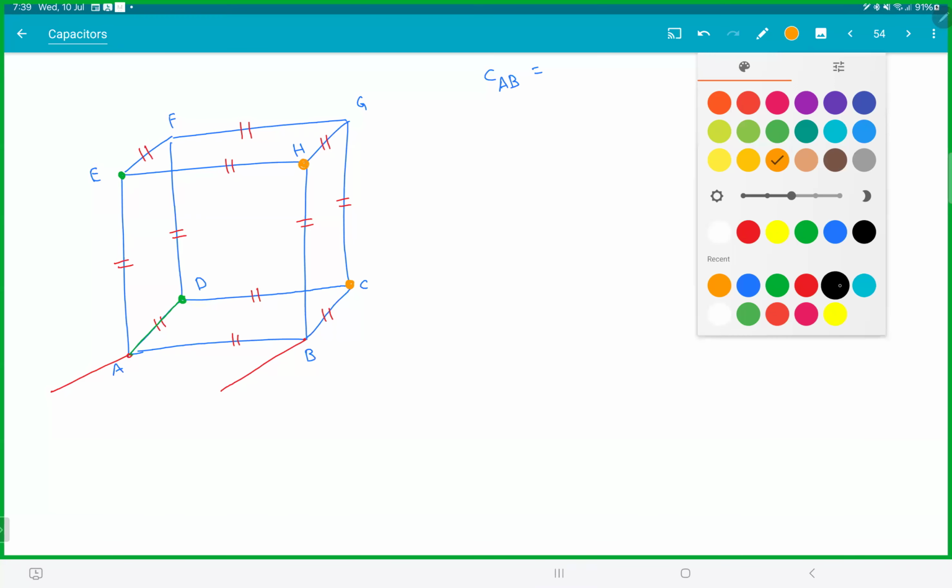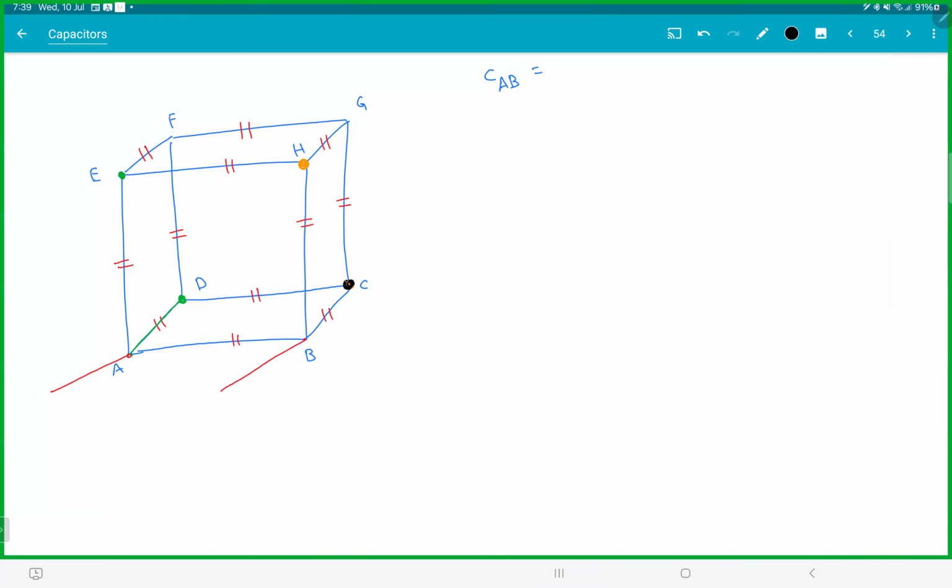This color is not looking good. C and H are identical. F and G, they are not. So you can see here D and E are identical.